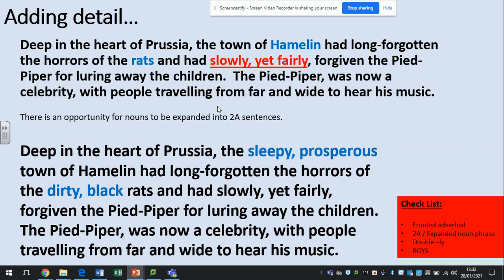So next, continue to add detail. Well, I need to expand my noun phrases now. So I'm going to use 2A sentences. That's adjective, comma, adjective, noun in order to do that.